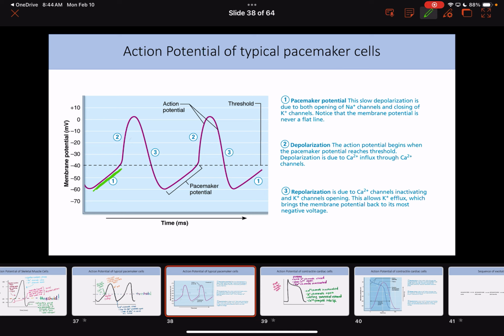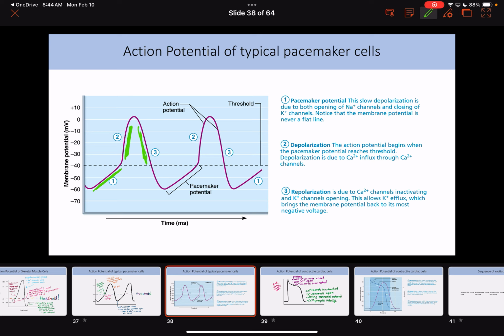Okay, and then after that, stage two is the depolarization phase. This is the rapid phase. The action potential begins when the pacemaker potential reaches threshold, and the depolarization is due to calcium now influxing through calcium channels, and this is a rapid influx. Then we have the repolarization phase going down this way, and that's going to be calcium channels now closed, potassium channels open. This allows for an efflux, so we have the leaving of these positive ions. It's going to bring our membrane potential back down to where we started.